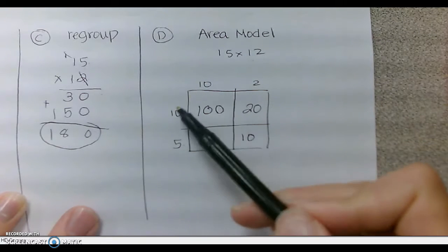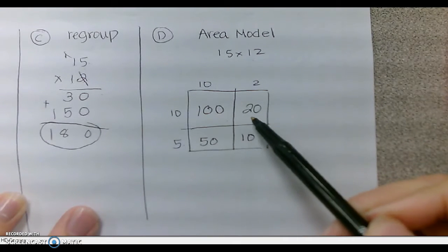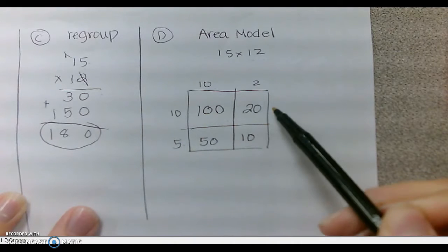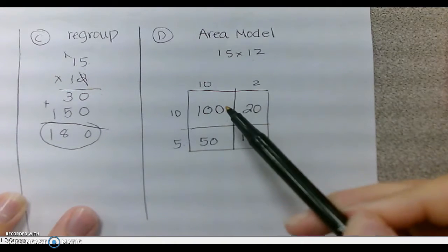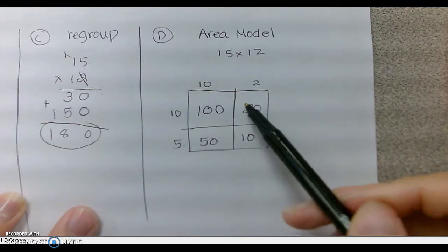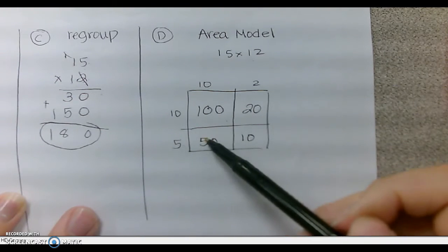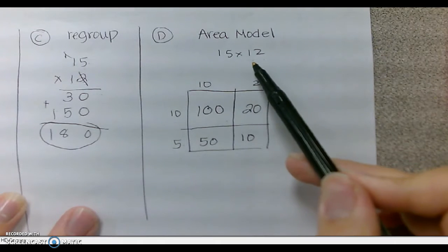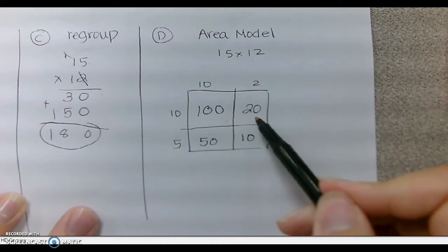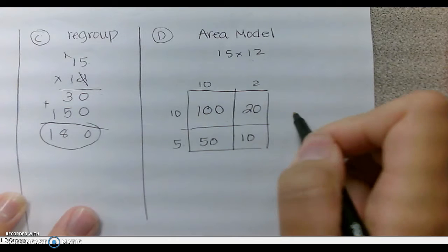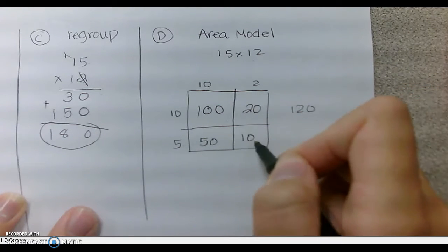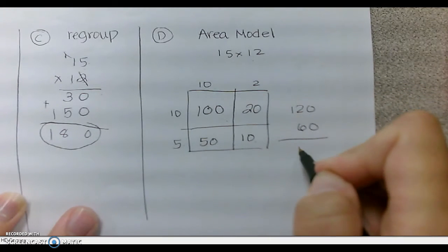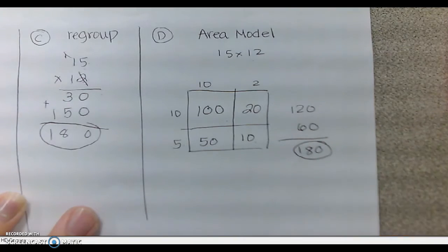I use the numbers outside of the box to find the areas of these smaller squares or rectangles. I don't multiply anything inside the box. That would be very confusing and I would get the wrong answer. I only multiply the numbers outside because they're a part of my original problem. Now I can add my answers together. 100 plus 20 is 120. 50 plus 10 is 60. When I add that, I get 180.